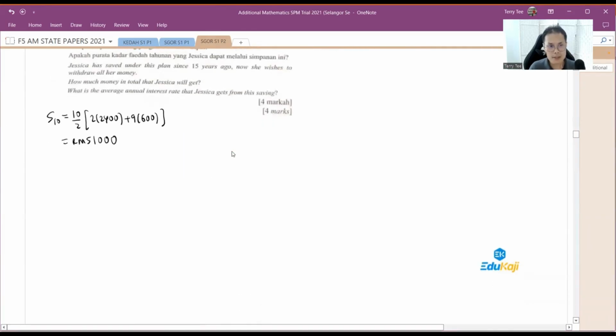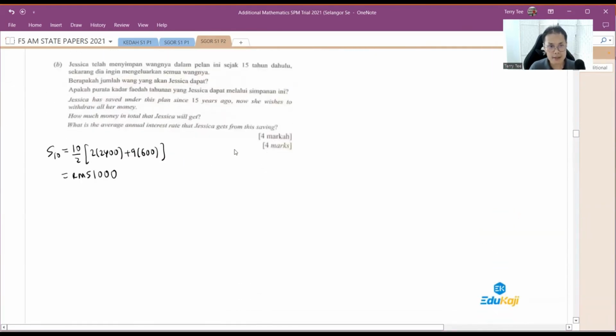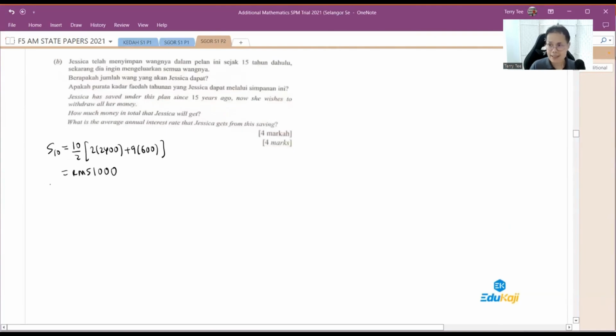So this is the amount that she has at the end of the 10 years. In the 11th year, she will begin with this amount, but she won't be putting in additional money. So it is now a geometric progression with a first term of 51,000. Your common ratio, you're getting 10%, so it's 110 over 100, which is 1.1. Now, the question says 15 years, so you must get interest for a full 15 years.